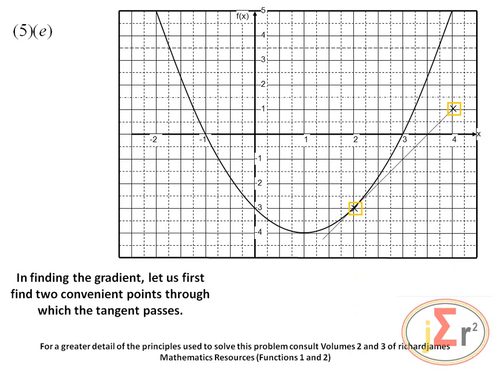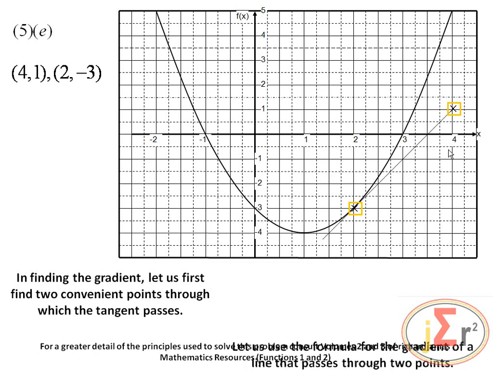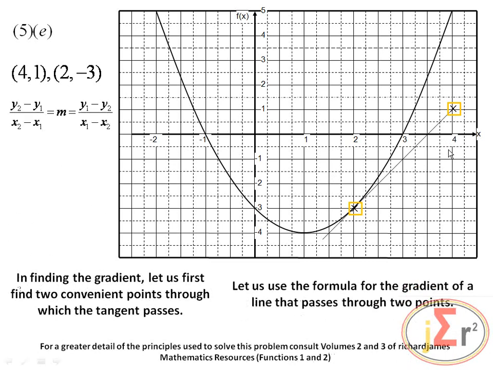We have 2 points, right? So we are going to use those 2 points. The 2 points have coordinates 2 for the x and negative 3 for the y. So 2, negative 3, and this one has 4 for the x and 1 for the y. So 4, 1. So we have 4, 1 and 2, negative 3. And of course, we are going to use this formula.